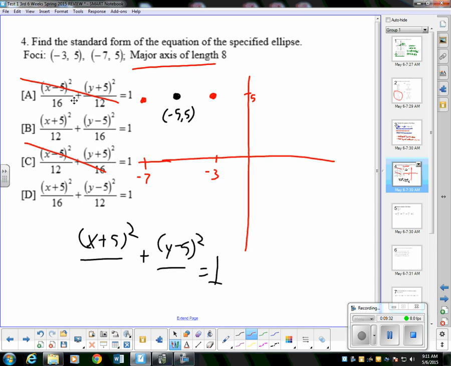It's half of that. And since I'm dealing with squares, 4 squared, which is 16, has to be one of my denominators. And again, if 4 squared is under the x part, I have a horizontal major axis. All of that is leading to the fact that D has to be my correct answer instead of B. If B were correct, then everything would have been rotated 90 degrees. So D, as in dog, has to be my correct answer. Now, could we have finished this out and written the whole equation? We could have, but we can reason through that D has to be the answer choice.